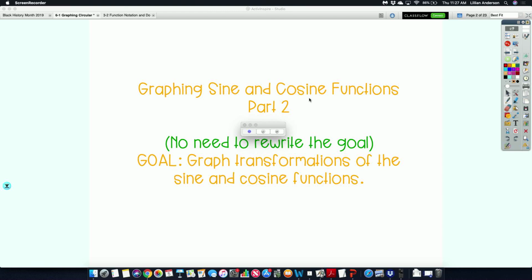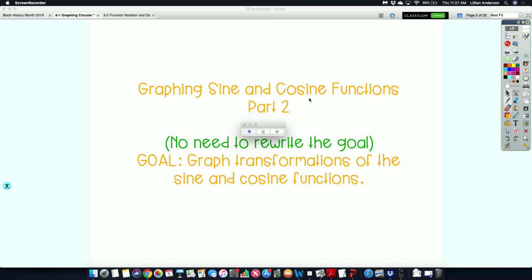We are doing part 2 of graphing sine and cosine functions today. Same goal from the last lesson, so it's pretty much just a continuation. You should skip the page for your 6-1 part 1 prep work, and then this should be on this page. There will be some handwritten notes at some point today, so make sure that you plan accordingly.